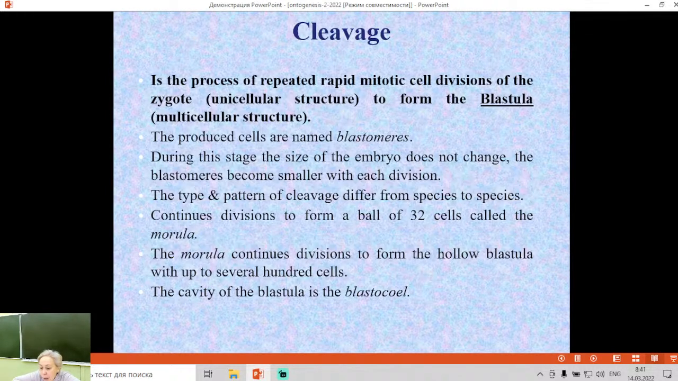Continuous division forms a ball of 32 cells called morula. The morula continues division to form the hollow blastula with up to several hundred cells. The cavity of the blastula is the blastocoel. So, the result of cleavage is the formation of blastula. The blastula has a wall called blastoderm. This wall consists of a lot of cells, blastomeres, and the cavity in the center of the blastula is called blastocoel.